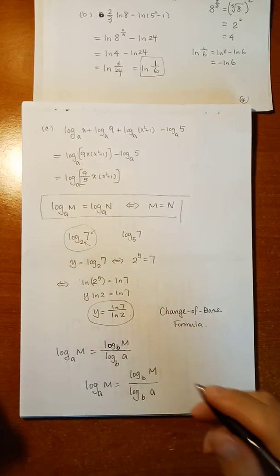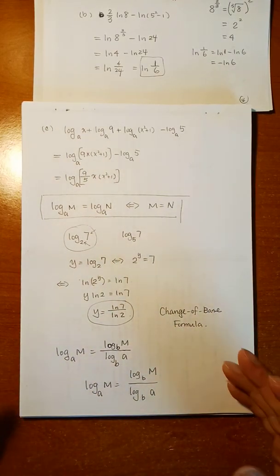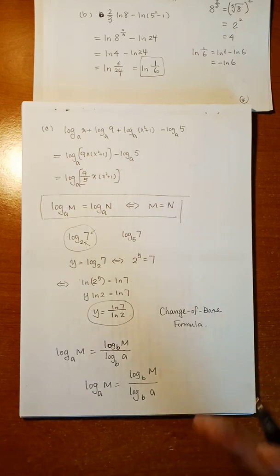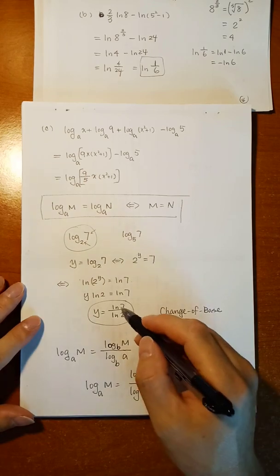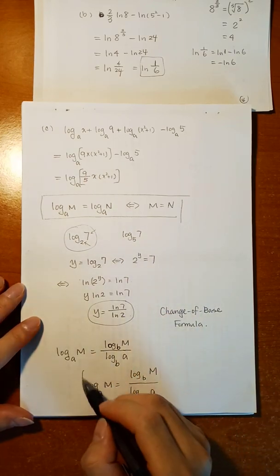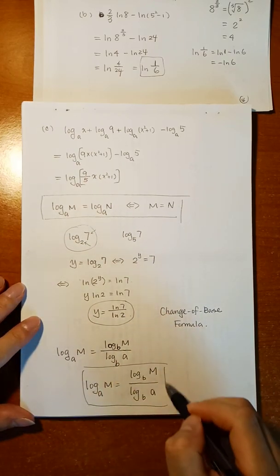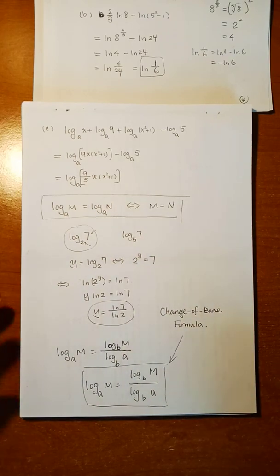You can put b not equal to 1. You can put b equal to 2, 3, 4, e, 10, whatever. But this is a general formula. Usually we choose e, but this is a general formula. The general formula is called the change of base formula.